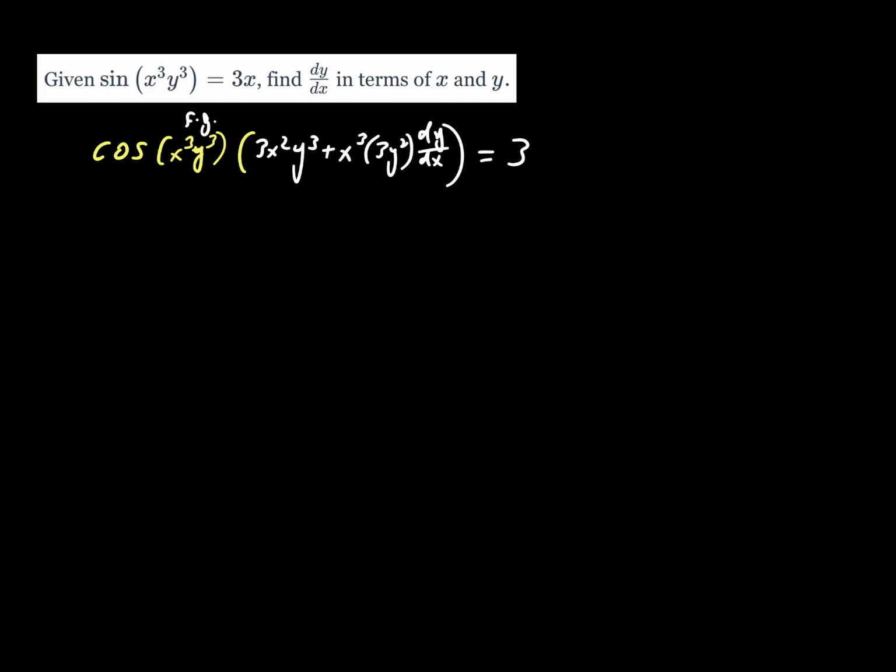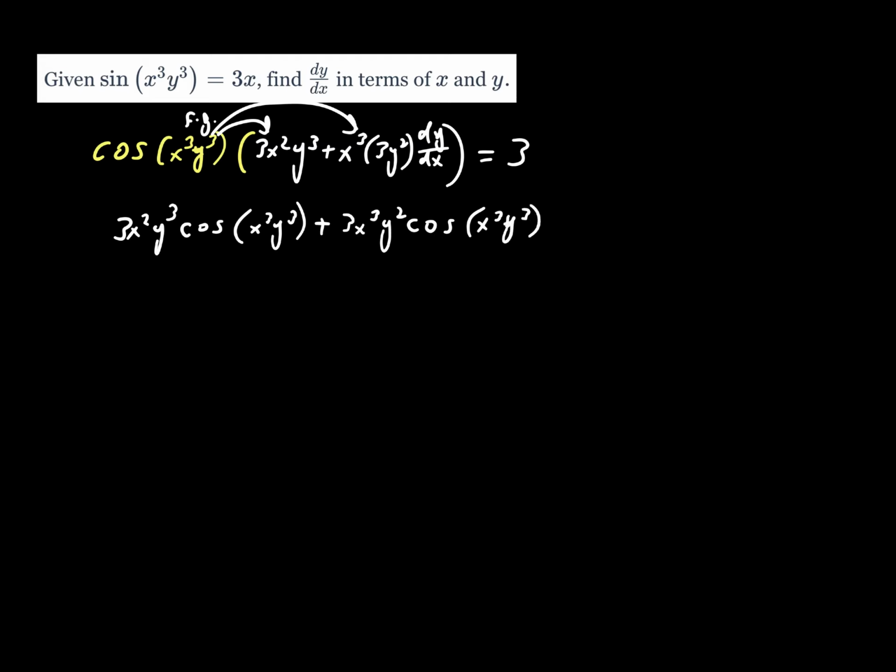Over here we have a 3. Let's distribute, same thing as the first problem. So that would give us a 3x squared y cubed times cosine of this. Right, that's the first one. And now we're going to distribute over here, and that's going to give me plus 3x cubed y squared. And that one has a dy dx. And over here we have a 3.